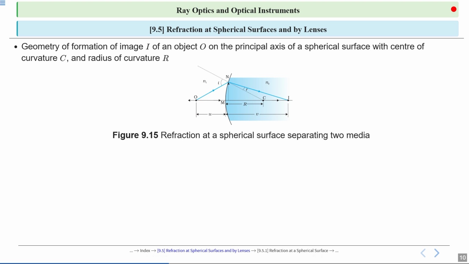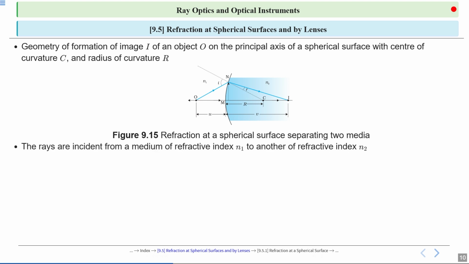The rays are incident from a medium of refractive index n1 to another of refractive index n2. So rays coming from the object will refract at that point, bend towards the normal, and enter the second medium having refractive index n2. This change in medium is what causes the bending of light, and we will explore it further.